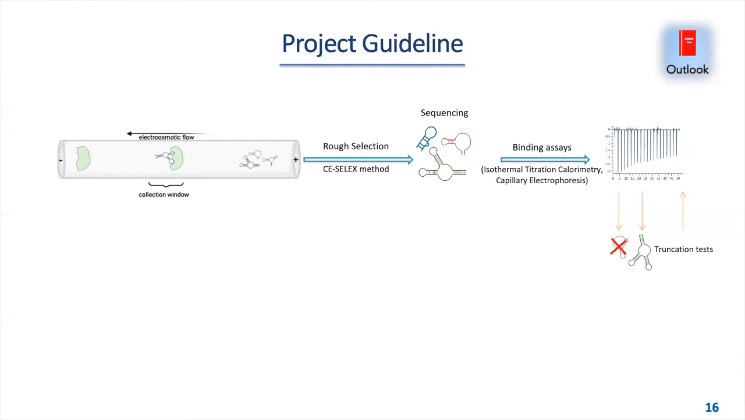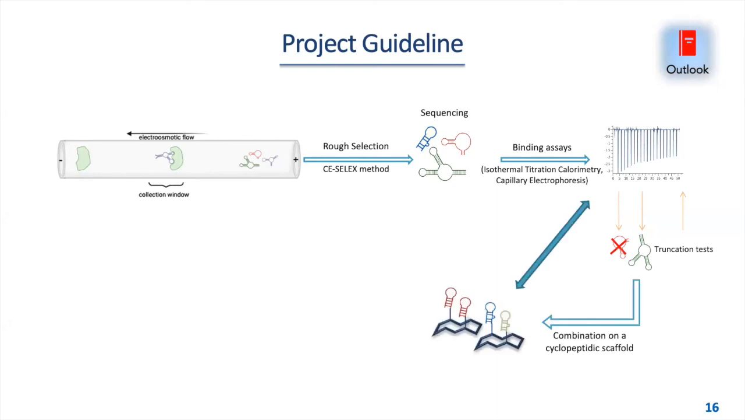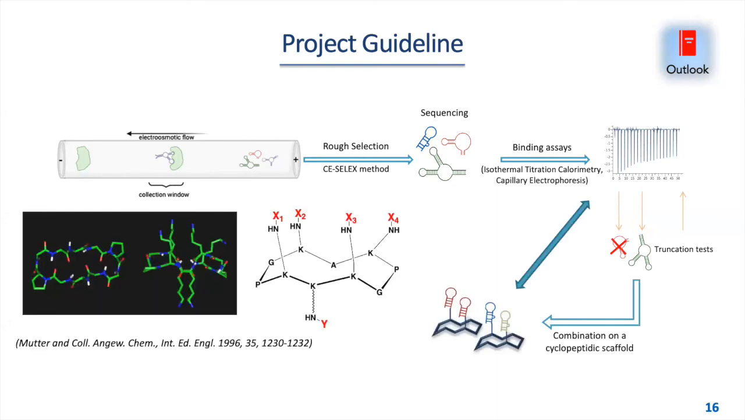So we are at the very beginning of this project. It was just the first year of my project. The next step would be first to try to do truncation in order to reduce the size of our aptamers and maybe improve the constant. Then the best candidates might be grafted onto a cyclopeptidic scaffold, which looks like this.